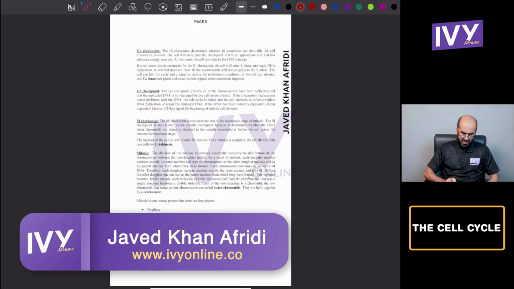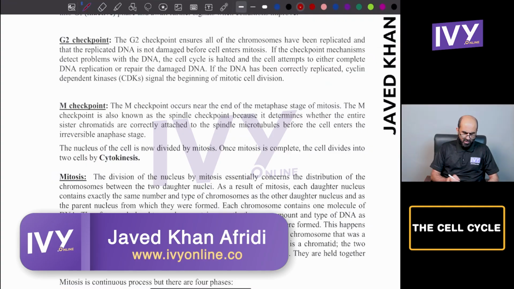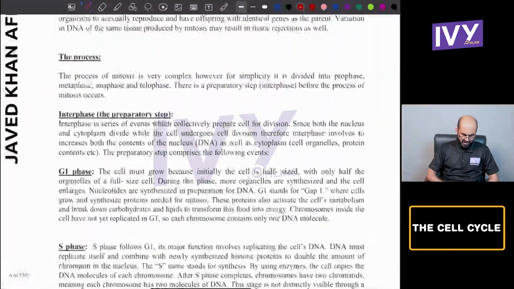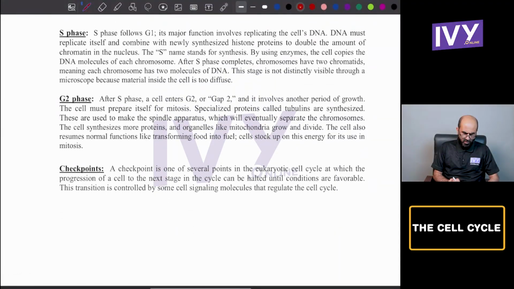So let's explain in more detail. What are the checkpoints actually, and what are they doing? A checkpoint is one of several points in the eukaryotic cell cycle at which the progression of a cell to the next stage in the cycle can be halted. If there is some error, it will be halted. Halted means prevented, arrested, until conditions are favorable.